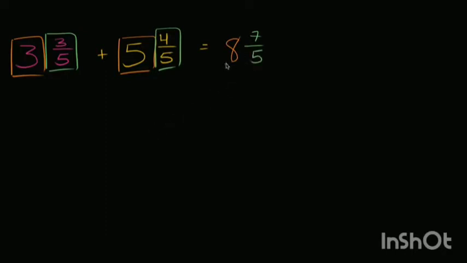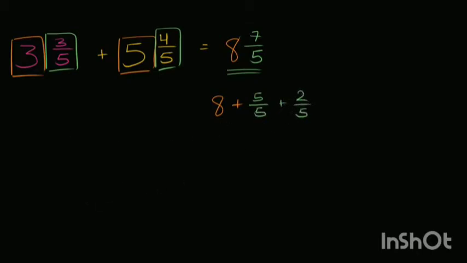And this wouldn't be wrong. This is 8 and 7/5 if you add these two things together. But it's a little bit strange here because 7/5 is bigger than a whole. So to get a better sense of what number is really being represented here, I want to rewrite this. So 8 and 7/5, this is the same thing as 8 plus, instead of 7/5, we could say this is the same thing as 5/5, which is a whole, plus 2/5.